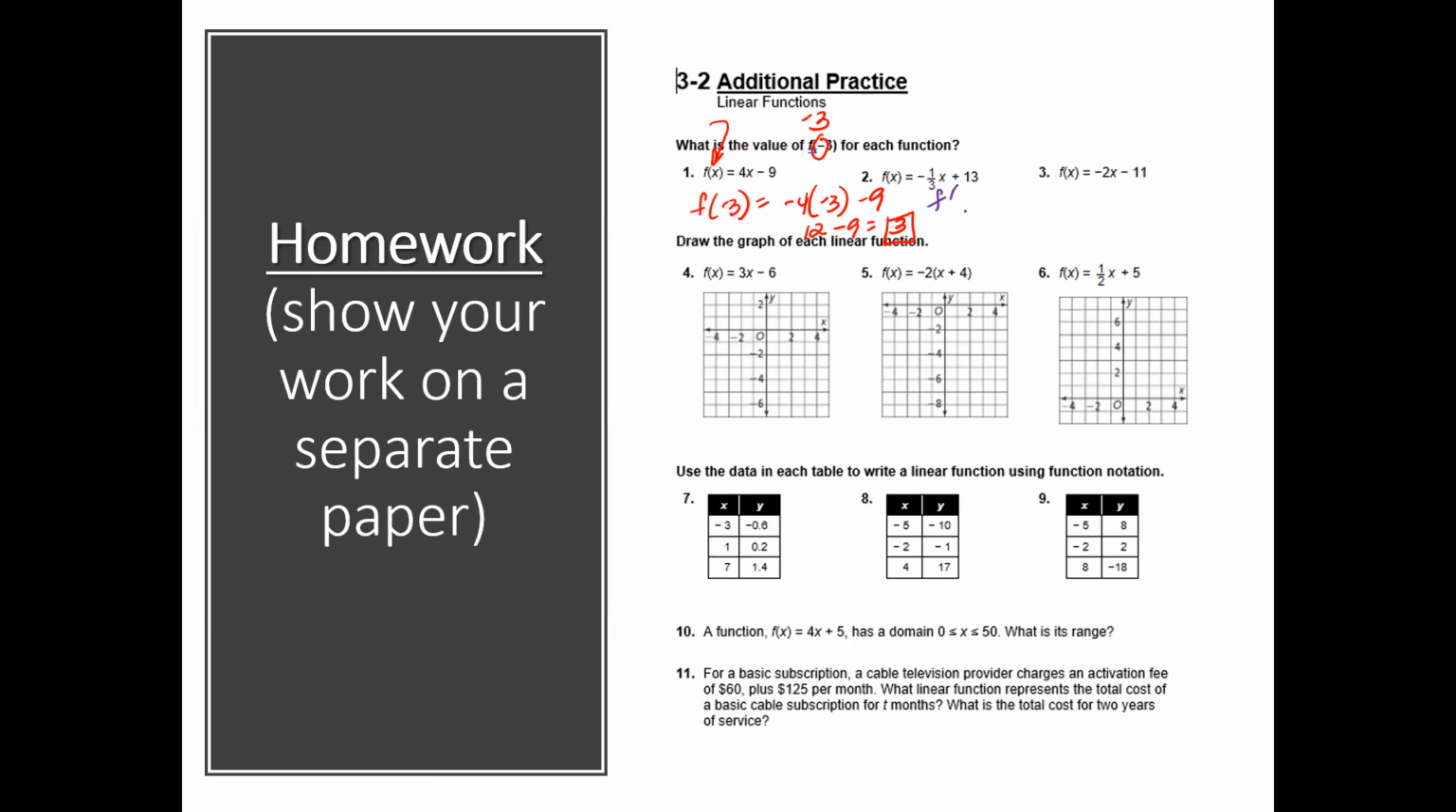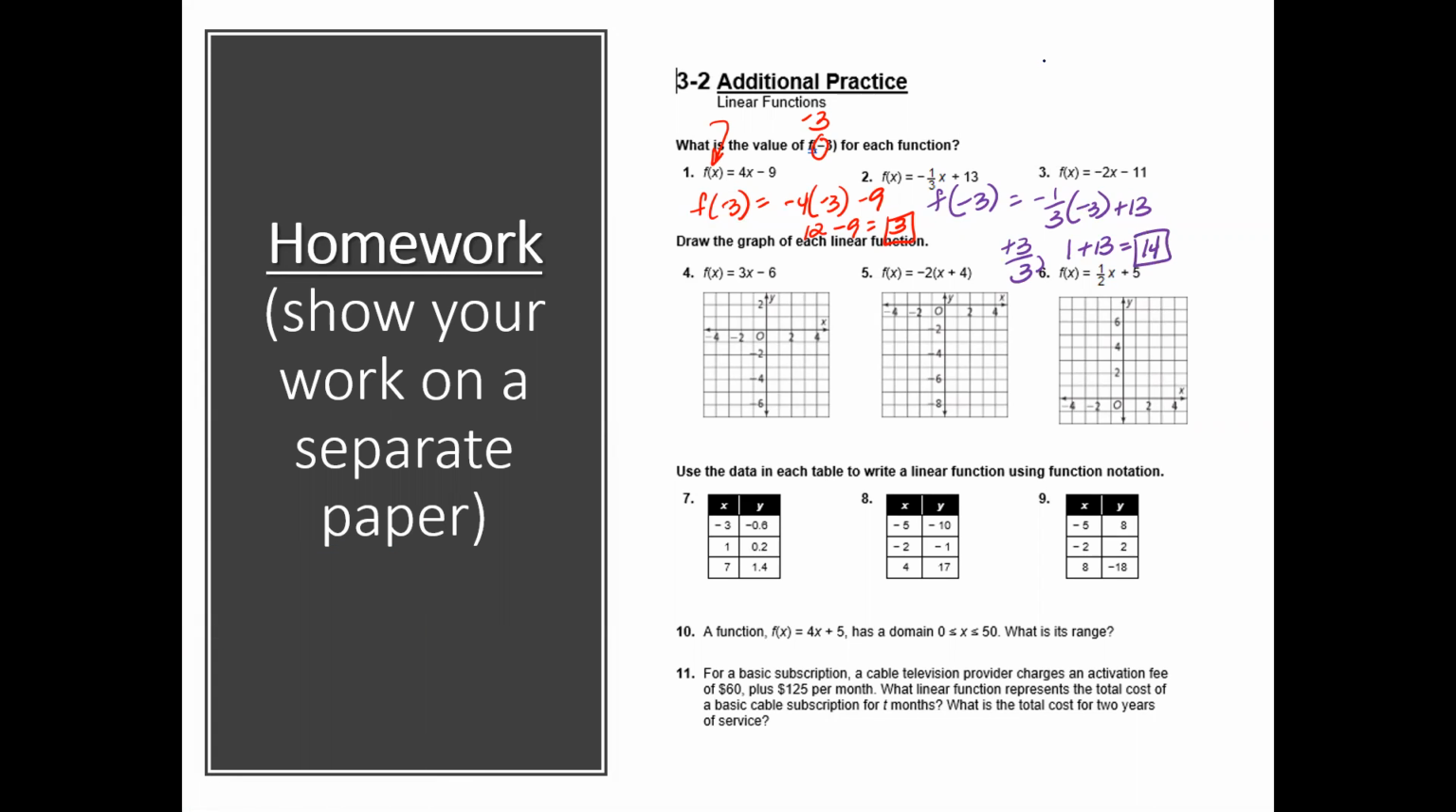Similarly, with number 2, f of -3 is going to be a -1/3 times -3 plus 13. So if we look at this, -1 times -3 is going to be a positive 3/3. And a positive 3 divided by 3 is just going to be a 1. Plus 13 is going to give you a 14.